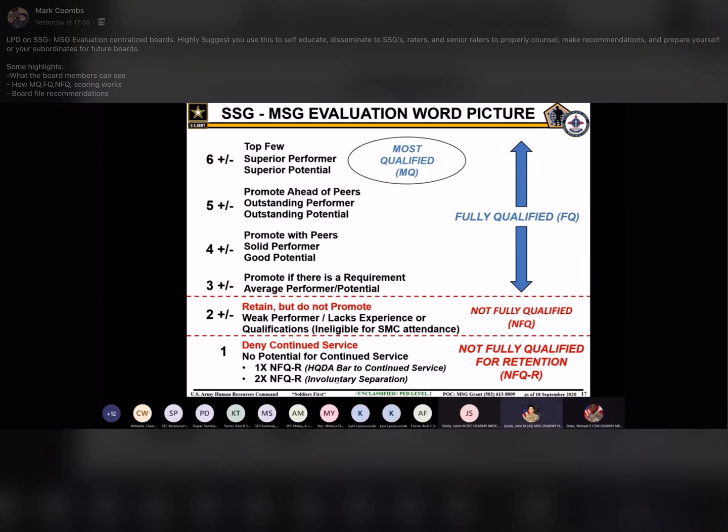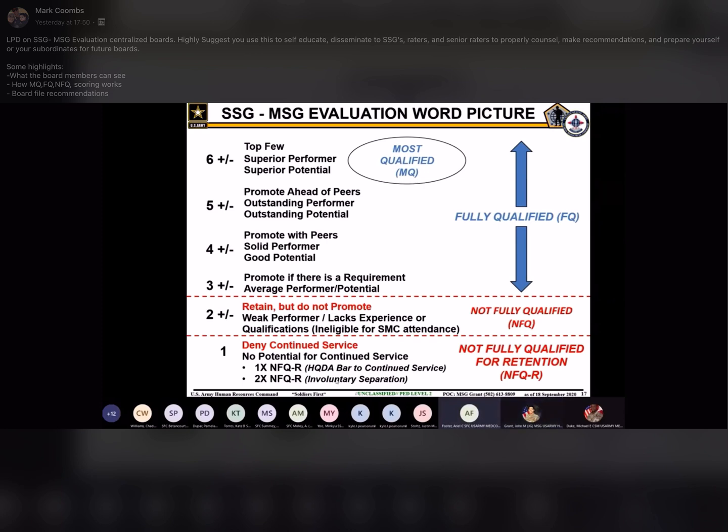Does anyone have any questions about this specific word picture? Because it's going to get into the OML, and I'll show you how that works. Master Sergeant, I have one. I don't know if you can hear me okay. I can hear you. Okay, so I'm Sergeant First Class Foster.